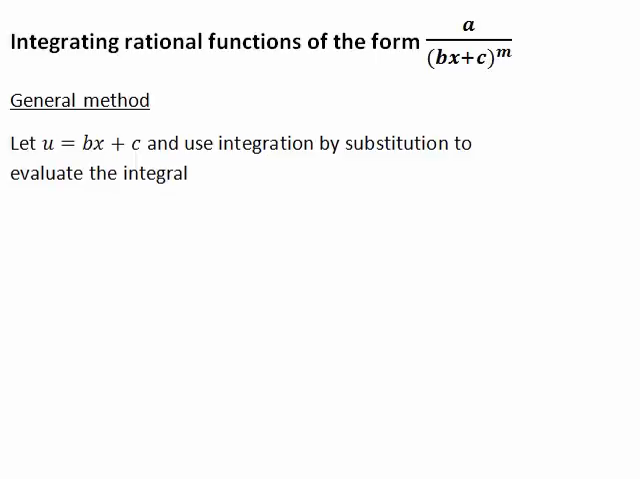In this recording, we shall look at the process for integrating rational functions of the form a divided by (bx plus c) to the power of m. When we're looking at an expression like this, a is a constant and bx plus c is a linear factor that's raised to the power of some number m. And the general method is to let u equal bx plus c and then use integration by substitution to evaluate the integral.